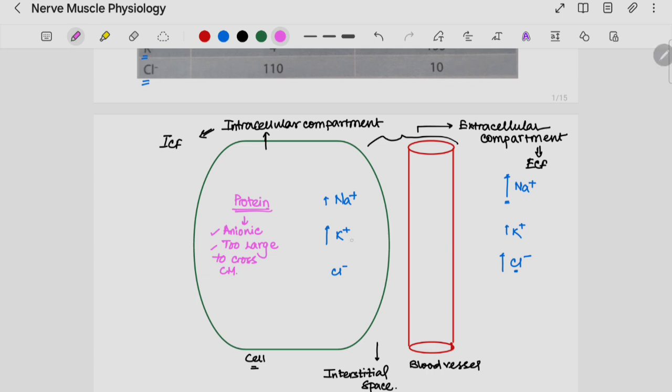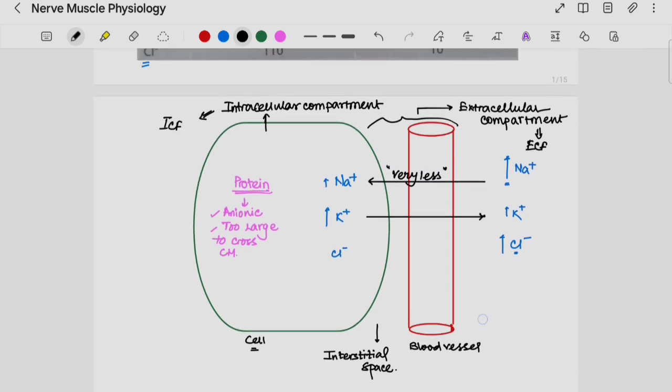Okay. Potassium will move inside to outside along its concentration gradient, right? And sodium will enter inside the cell. But here is one problem. Sodium is nearly impermeable to the cell membrane, so very less amount of sodium is entering into the cell, right? So this amount is very less, right? This amount is very less. So intracellular negativity is persisting.